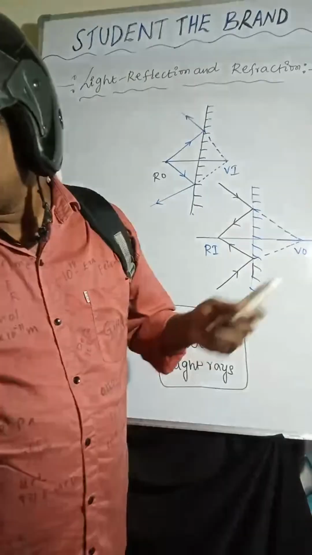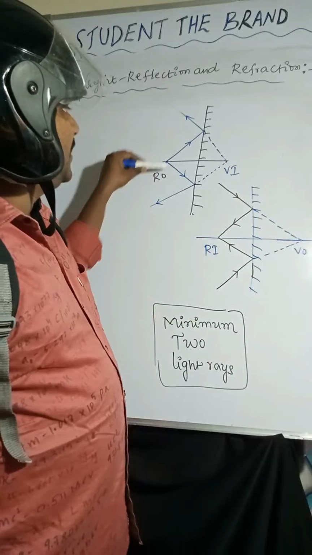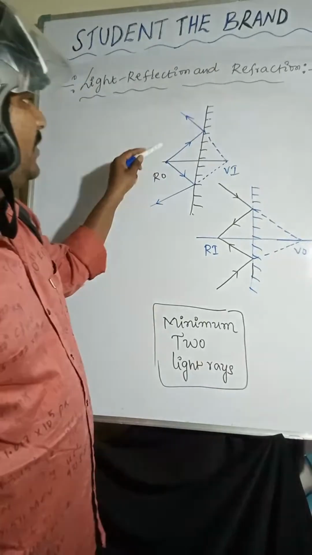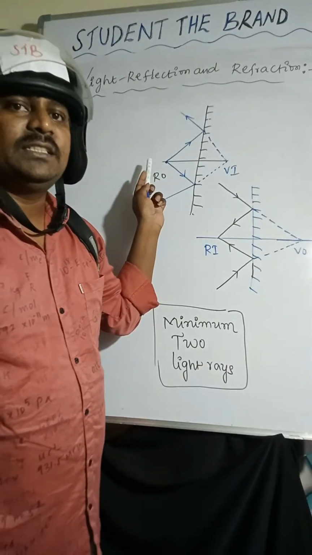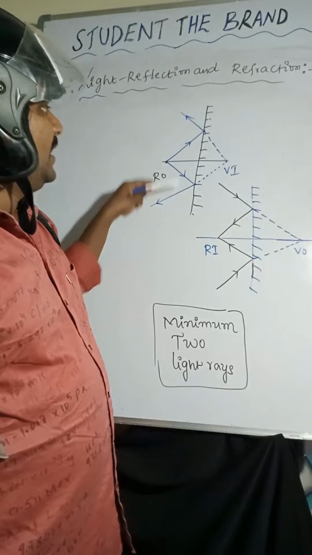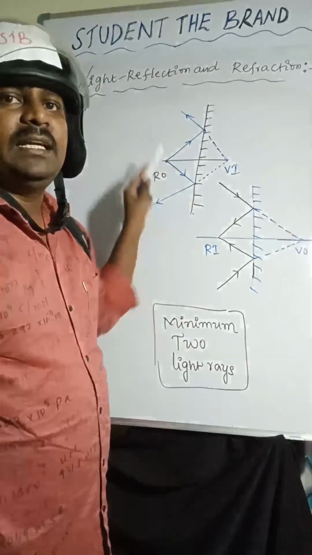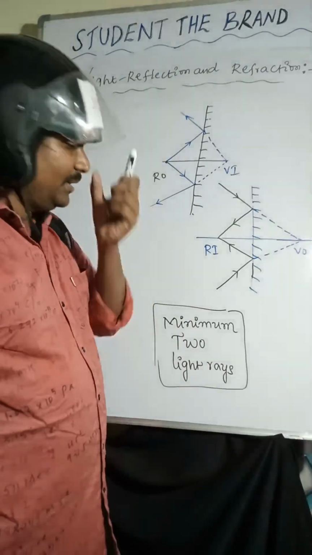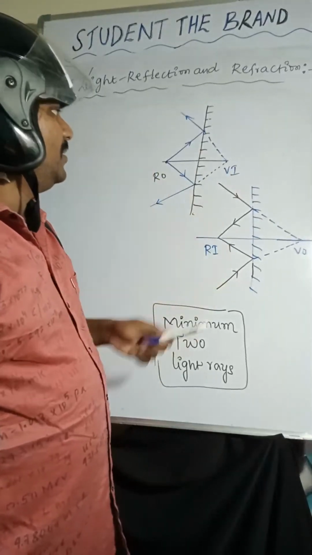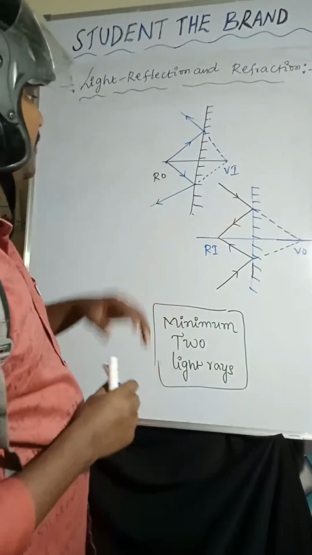So why are we taking it like this? Because from here light rays are coming from this point. This point of intersection of incident light rays is called a real object. If we extend the reflected light rays, the extended reflected light rays meet at one point. So their image is forming. That is a virtual image.